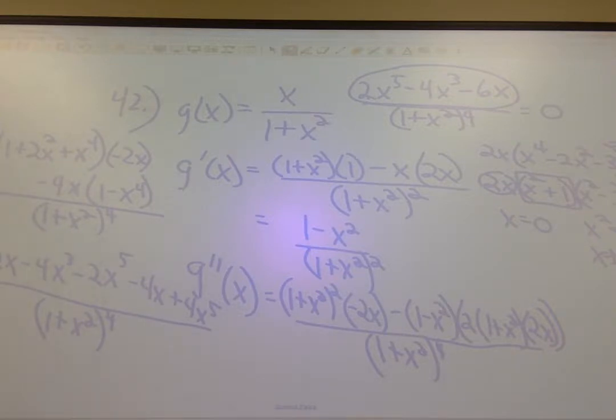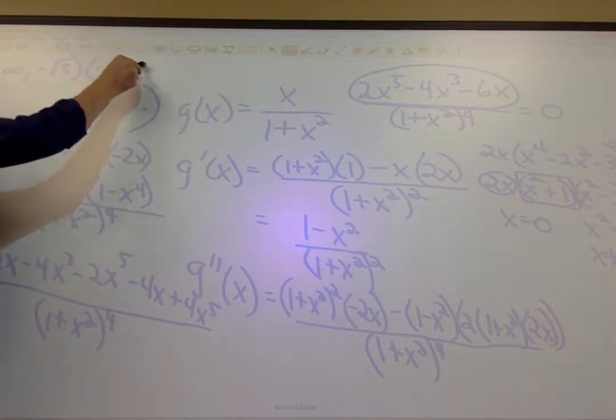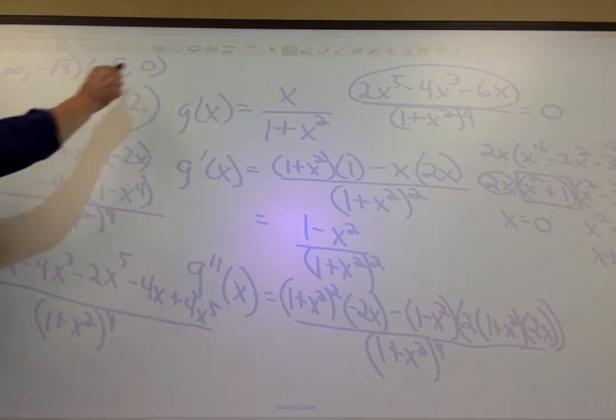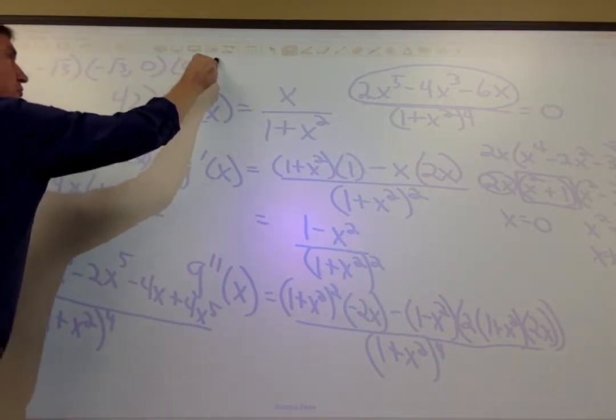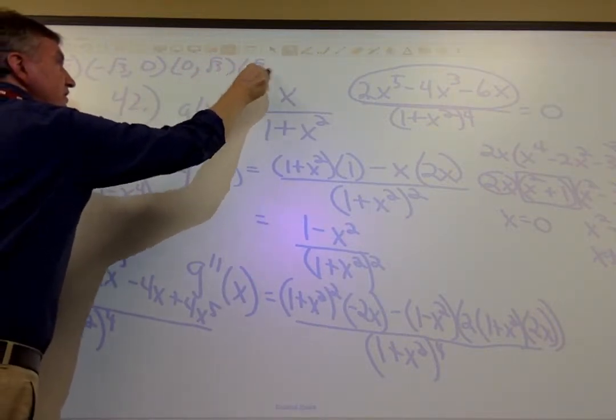Boy, that was a long way to go, wasn't it? So my intervals are not pretty. My intervals would be what? Negative infinity to negative root 3. From negative root 3 to 0. Would you agree? 0 to root 3. And root 3 to infinity.